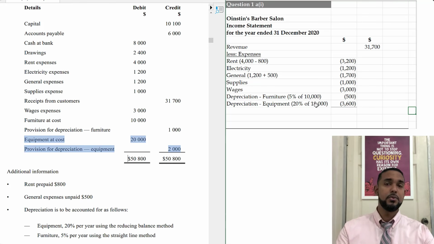And what is net book value? Cost minus depreciation to date. That'll give us total expenses of 14,200, and subtracting that from the revenue will give us 17,500. So that's our net income.